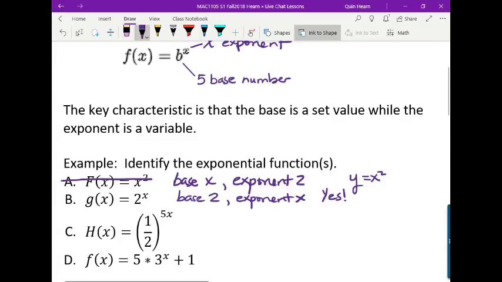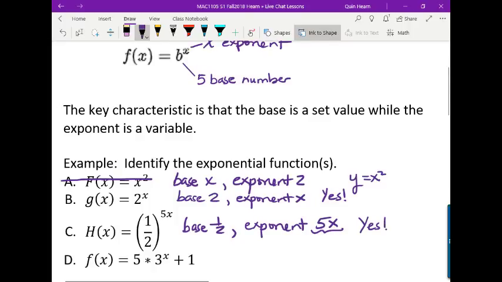So type into the chat bar yes or no. All right, good, Jaylene. Yes is the correct answer. The base is the number 1/2, and the exponent is 5x, which is a variable. It's a variable expression. It's not just an x, but that's okay. So this actually is an exponential function, yes.